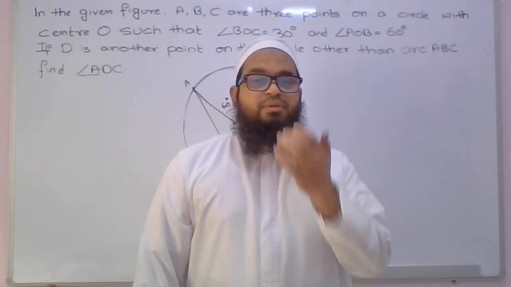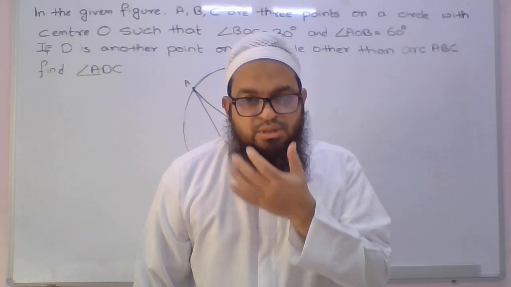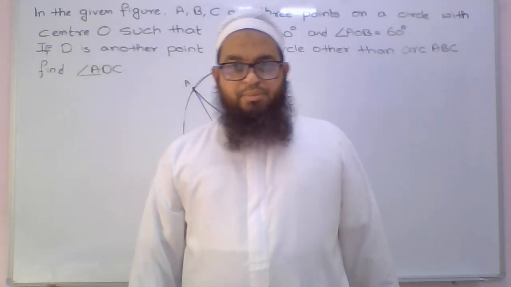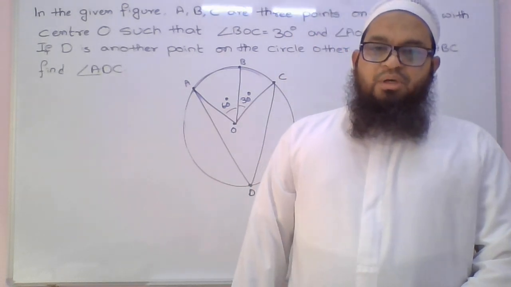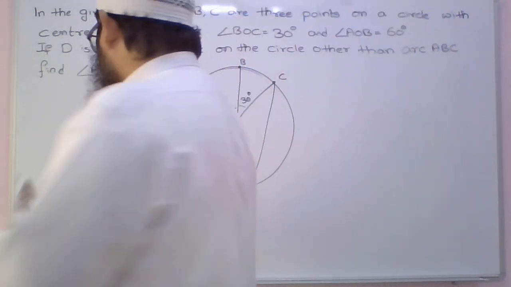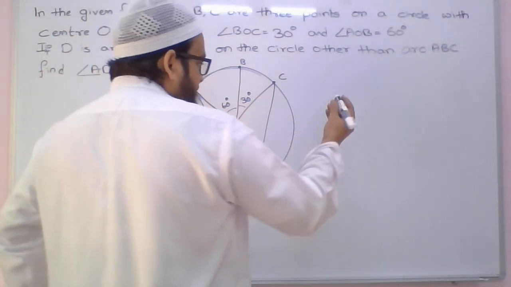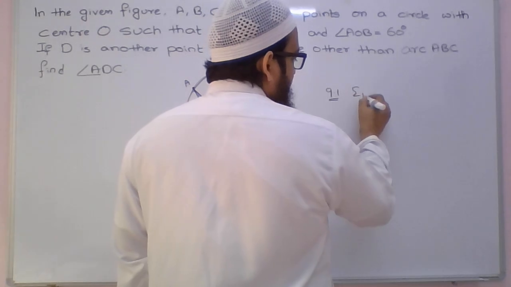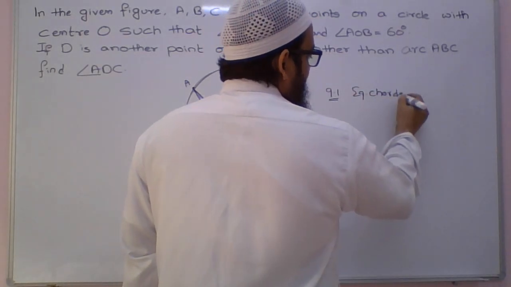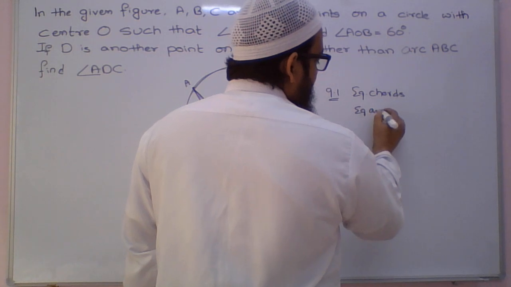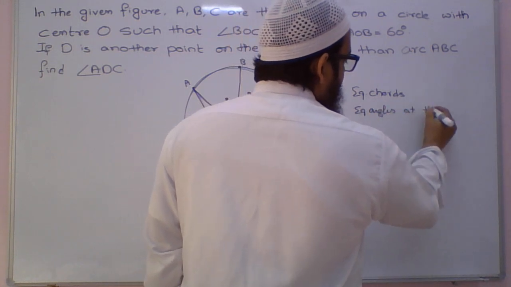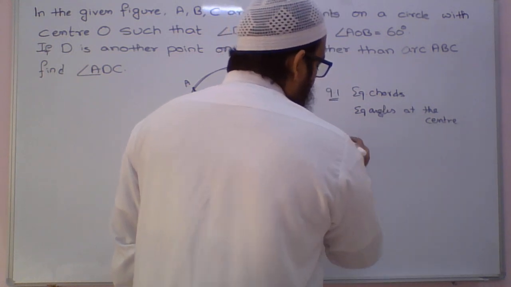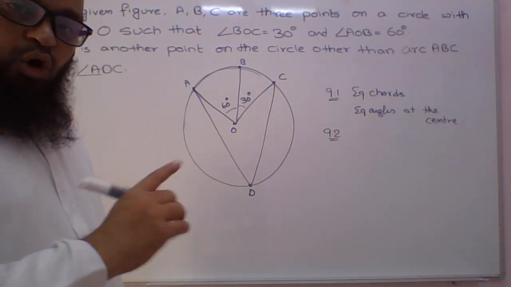In this textbook series, we are going to see exercise 9.3 of the chapter Circles. Okay, so till now, let us see what we have seen. We have seen theorem 9.1, which is nothing but equal chords subtend equal angles at the center. This is what we have seen. And 9.2 is the converse of it.